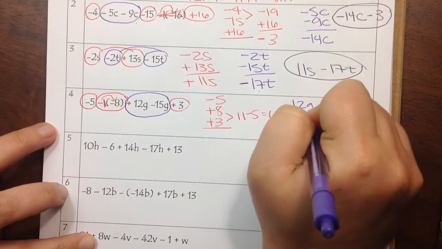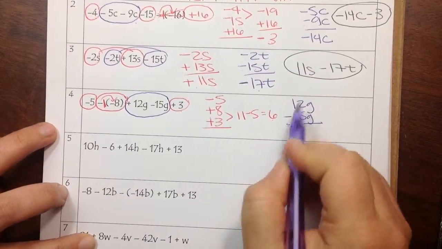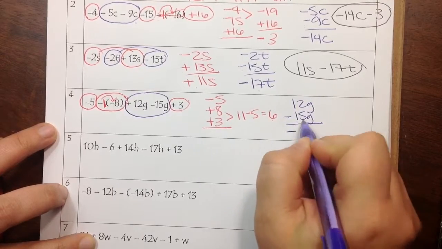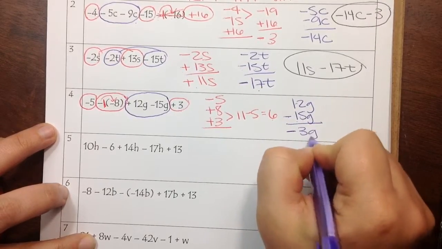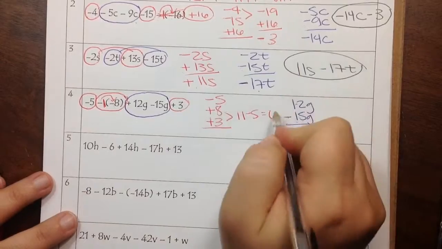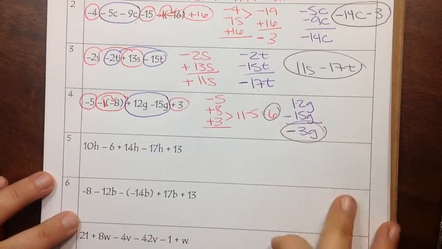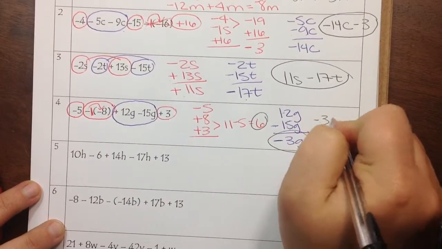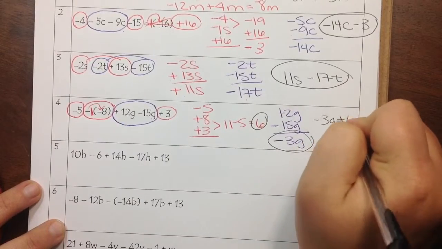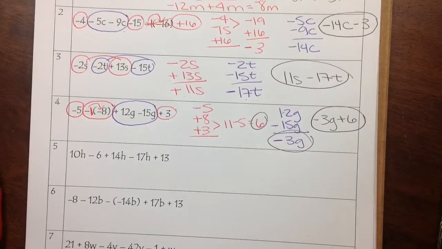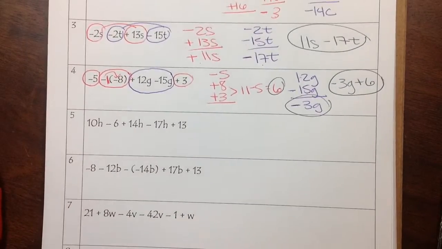12g minus 15g. 15 is the bigger, so my answer will be a negative. 15 minus 12 is 3g. So now I have this answer and this answer, so I can combine them. So negative 3g, positive 6. And there's my answer.